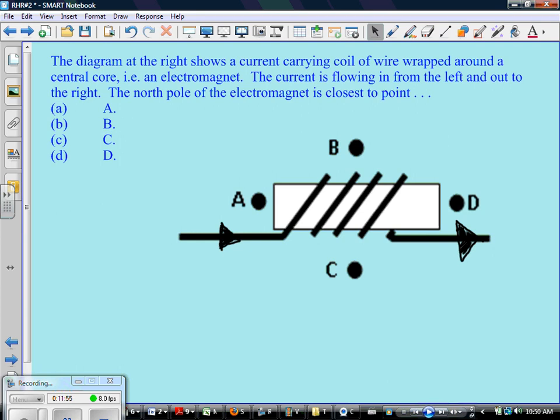Okay, so this one is another exam style question. I left the multiple choice answers there, so you can work on that. So the North Pole would be at location A, because it wraps in front of the solenoid first.